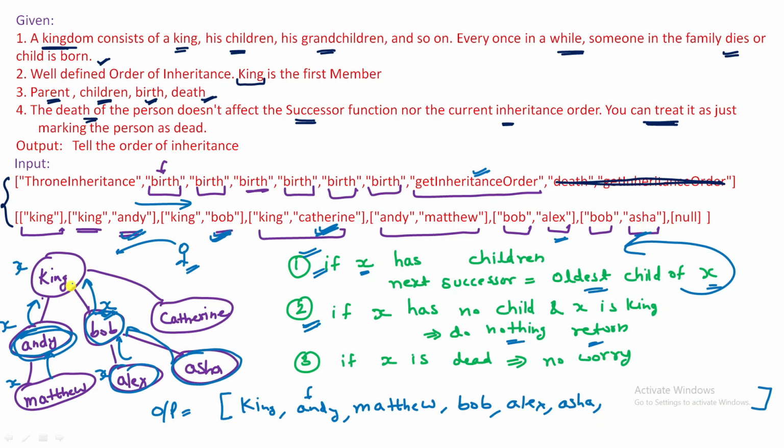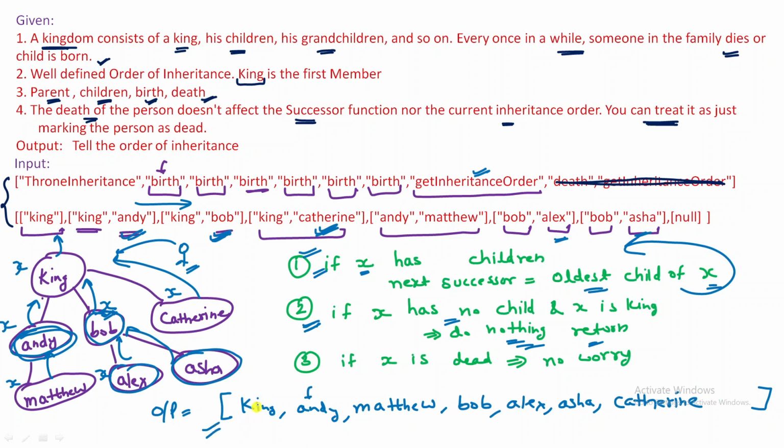So again we came to the king, and again we ask whether you have children. He will say yes, I have children. And who is the eldest? Only one child is left, Catherine, so she will be the next king. After Catherine becomes king, we ask Catherine, do you have any child? She will say no, so just go. Now we ask the king whether he has any other children. He says no, so do nothing, return. Return means the function will be over, and this is the order of inheritance.